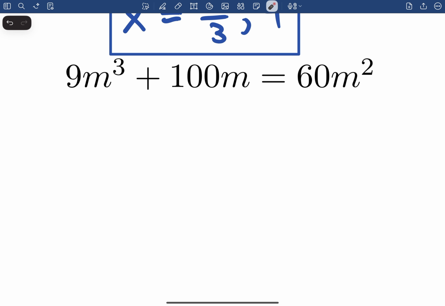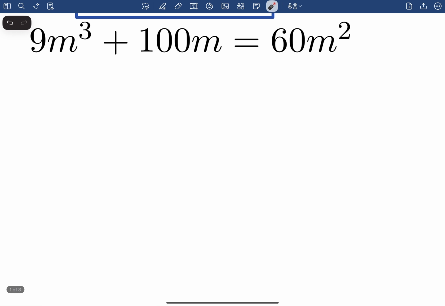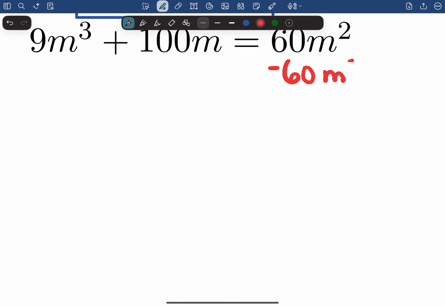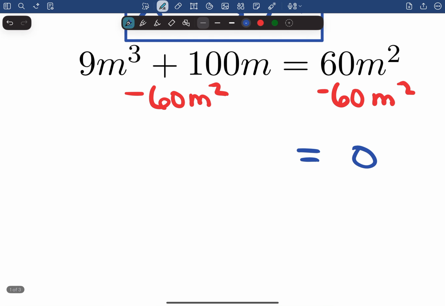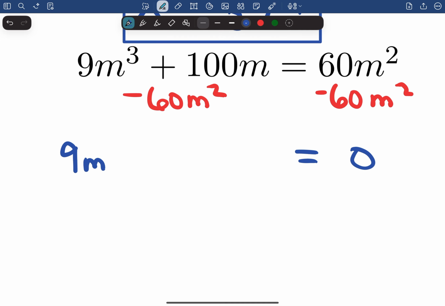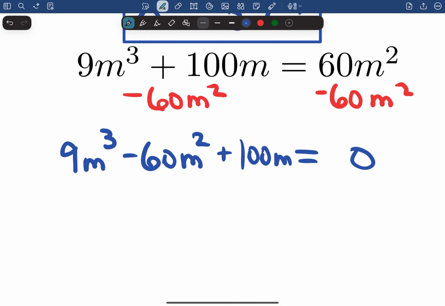Okay, let's move on to our fifth equation here. 9m cubed plus 100m equals 60m squared. And you're right. I should subtract 60m squared from the right side to the left side so that I can set this equation equal to 0. And I'm going to write the terms with the highest power of the variable to the lowest power of the variable in that order to put it in standard form. Okay, so there we go. We've rearranged the equation so that it looks like this.